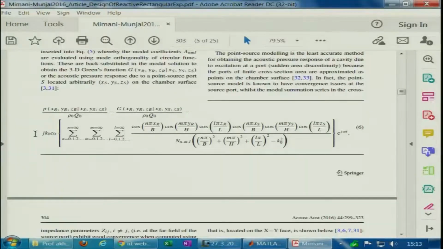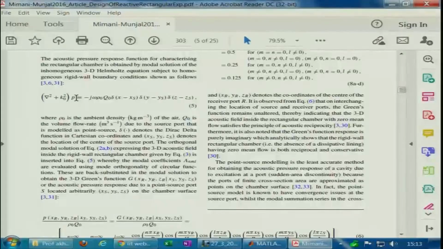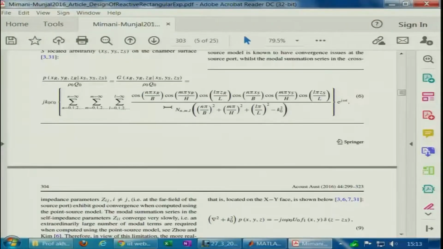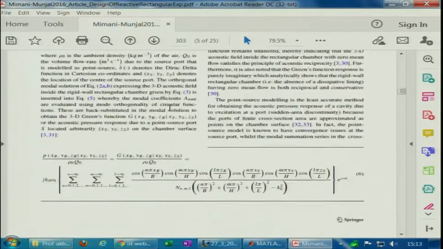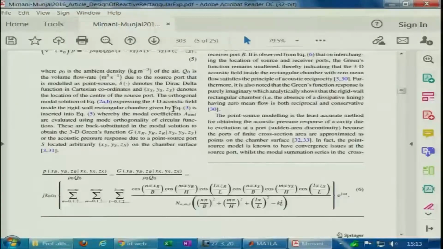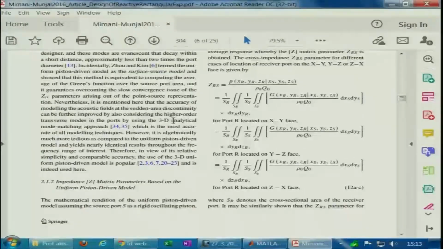g is equal to rho naught q naught times j k naught c naught multiplied by this big expression, is a solution of this thing. So, what we essentially do is substitute equation 6, that is the Green's function solution, in equation number 5, by knowing that this is a solution. And then, as I have mentioned, we have to go a little fast.